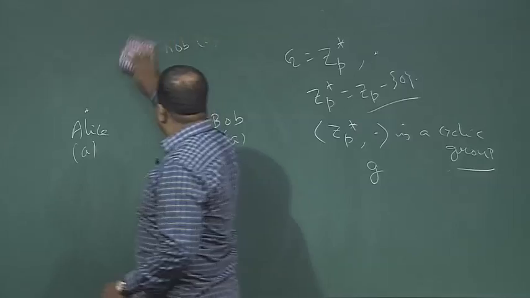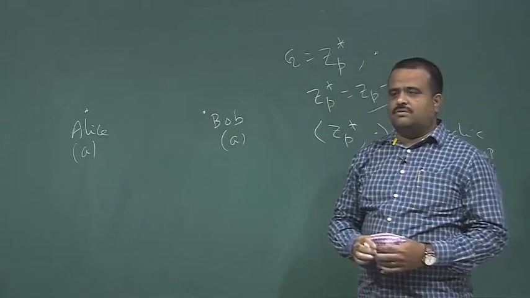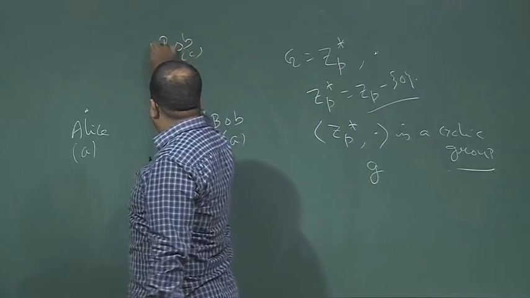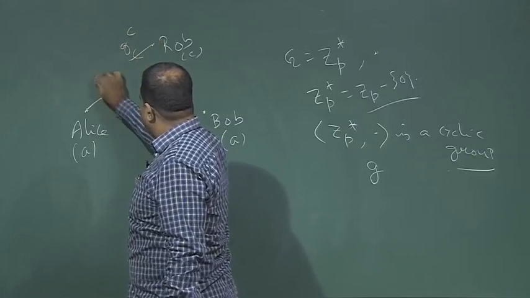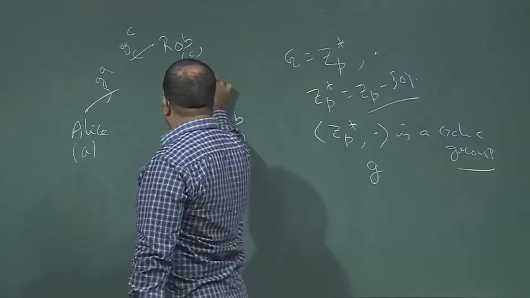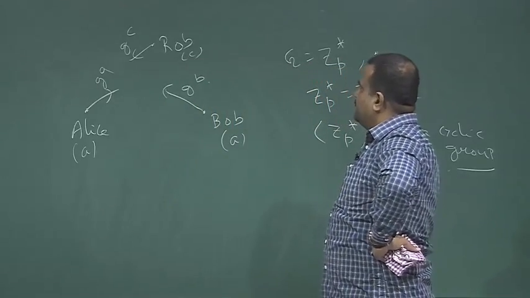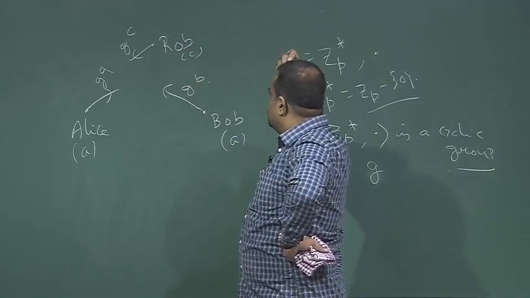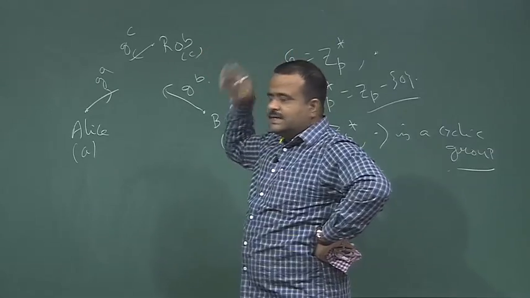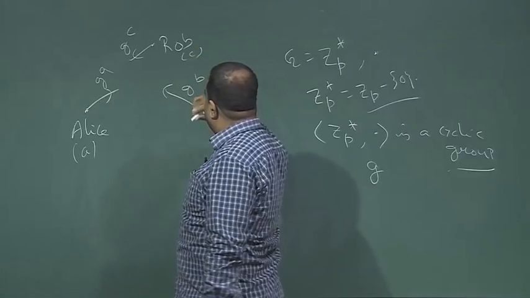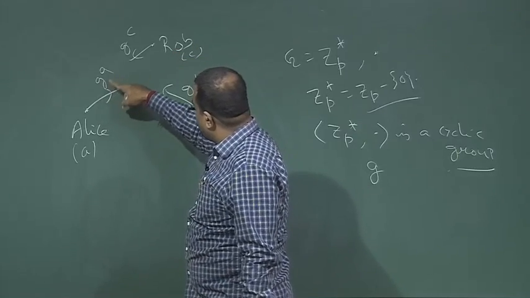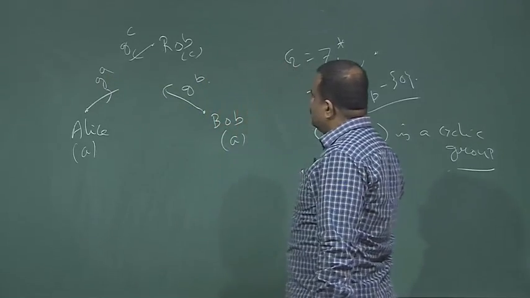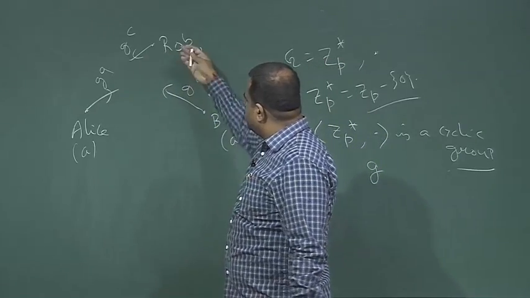Now how can they agree on a common key? This cannot be done in one single round. Rob sends g to the power c, Alice sends g to the power a, and Bob sends g to the power b, but then how can they agree? Two parties can mutually agree on a common key, but we want them to agree on a single key. Rob can agree on g to the power ac with Alice, so basically for each party there will be 2 keys.